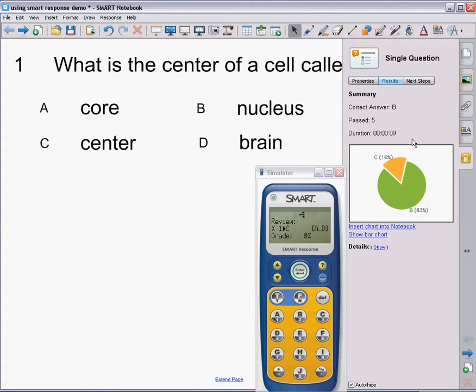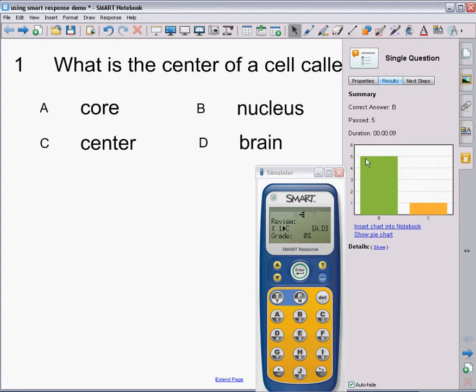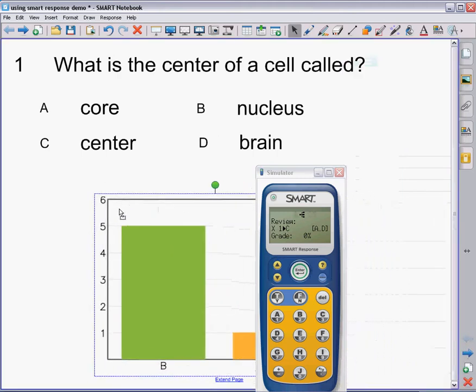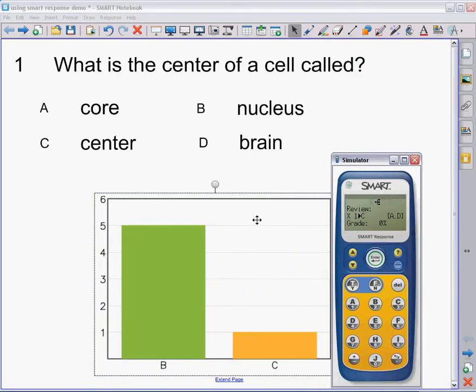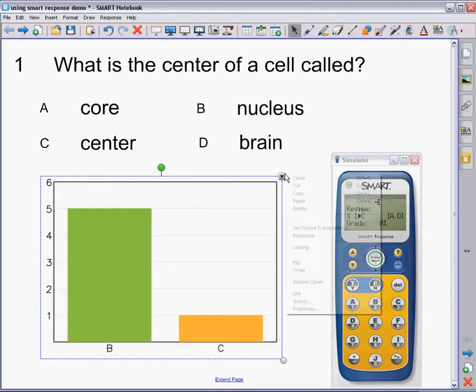I can also, instead of looking at a pie chart, show a bar chart, which shows me the same information just in a bar format, so I can compare numbers. 5 students answered B, 1 student answered C. I could put the chart into my notebook if I wanted to, so students could see their results, and I could save it if I wanted to, which I'm not going to do, but I did want you to see that option.